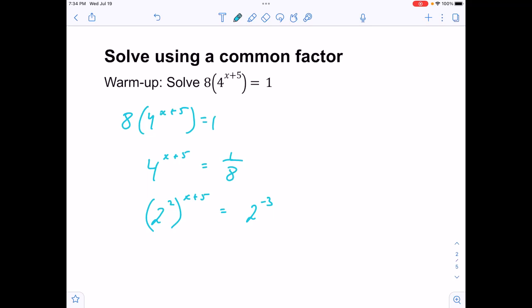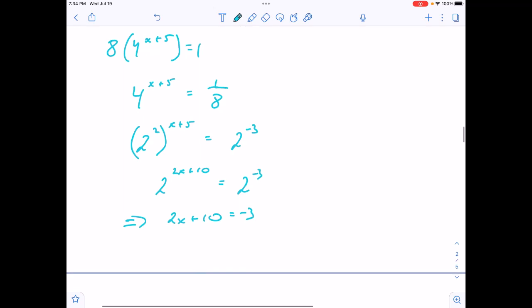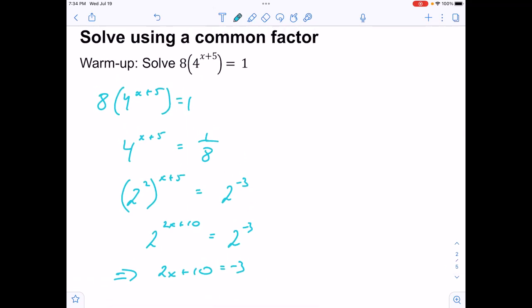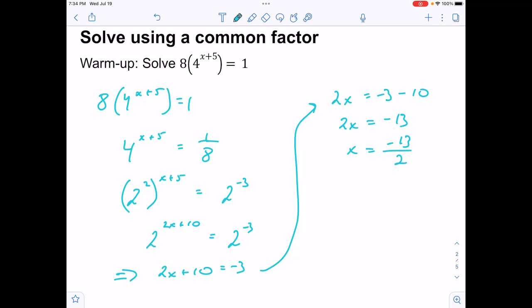We can jump right to, well, I'm going to distribute out that bracket. 2 to the power of 2x plus 10 is 2 to the negative 3. And so we can jump to our exponents. 2x plus 10 is negative 3. I'll keep my 2x on one side. I'll bring my 10 over. 2x is negative 13, or x is negative 13 over 2.